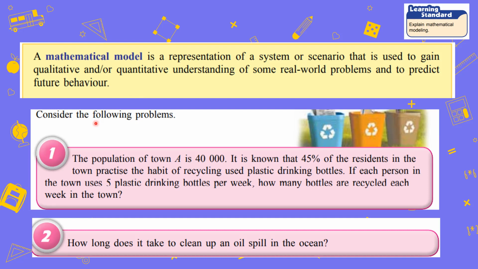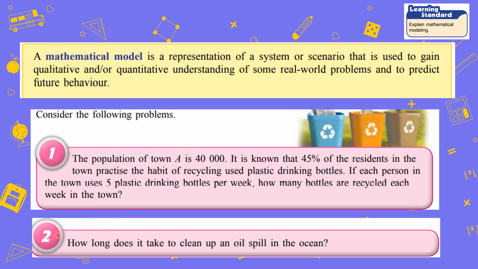Now let's consider these two following problems. The first problem: the population of town A is 40,000. It is known that 45% of the residents in the town practice the habit of recycling used plastic drinking bottles. If each person in the town uses 5 plastic drinking bottles per week, how many bottles are recycled each week in the town? So for the first problem, it's easier for us to just calculate the solution, because there are enough information in the problem.